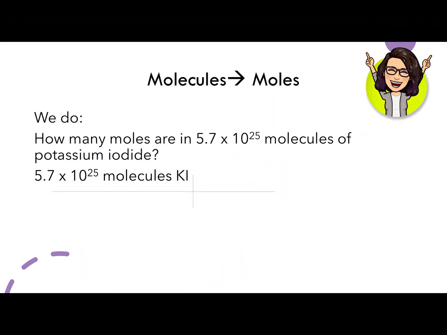Okay, last one. How many moles are in 5.7 times 10 to the 25th molecules of potassium iodide? See me cheering up there in the corner? I'm like, woohoo, last one, KI, let's go.